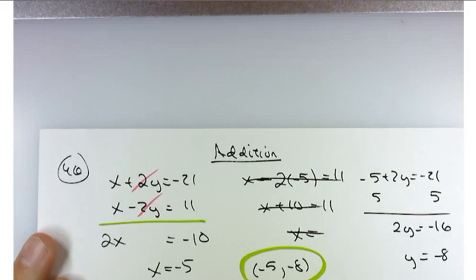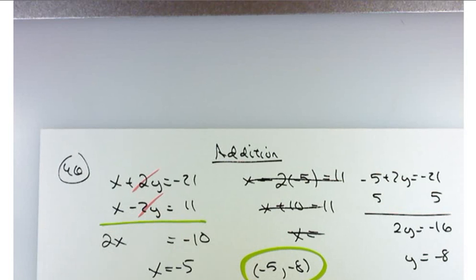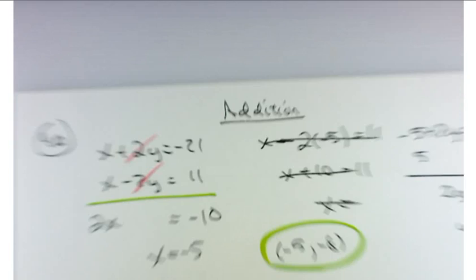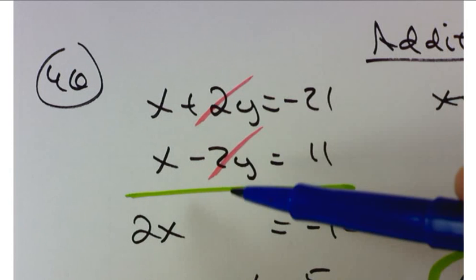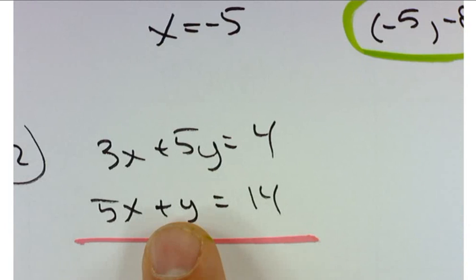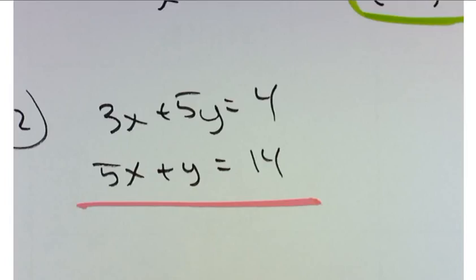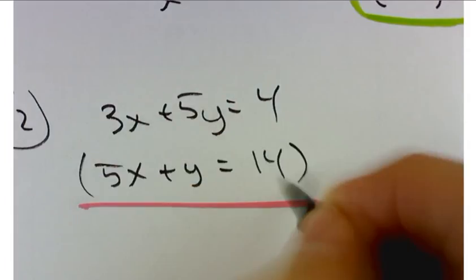Yes, let's look back at problem 46. The reason we got some nice cancellation was because of these two numbers. You had 2y and negative 2y. Same number, opposite signs. So an easy way to get that down here would be to multiply the bottom equation by what? Negative 5. So multiply by negative 5.